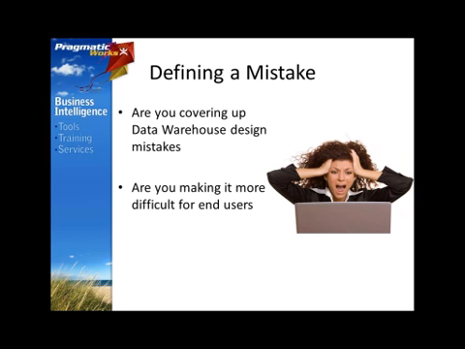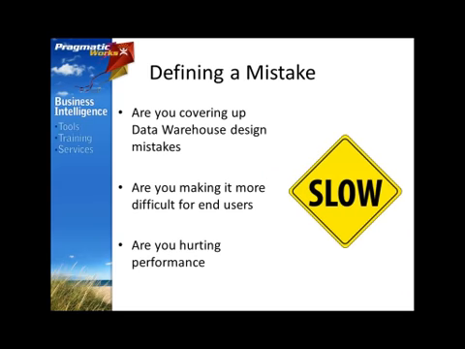Mistake number two would be anything that's going to make it more difficult for your end users. From a usability perspective, am I making things easier for my end users, or am I making them more difficult by making these changes or additions? That would definitely be a mistake, and I'm going to talk about those a little bit as well. Mistake number three is performance. Is the thing that you're adding to your cube going to slow performance? Well, that's obviously a mistake.